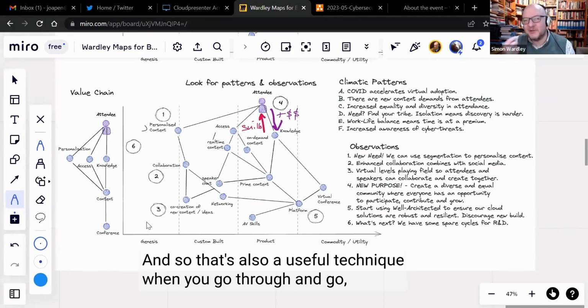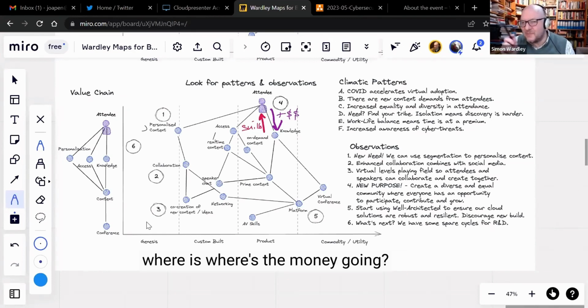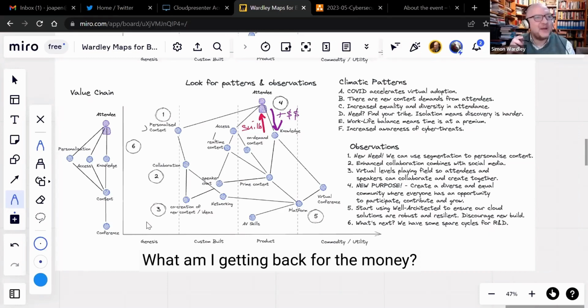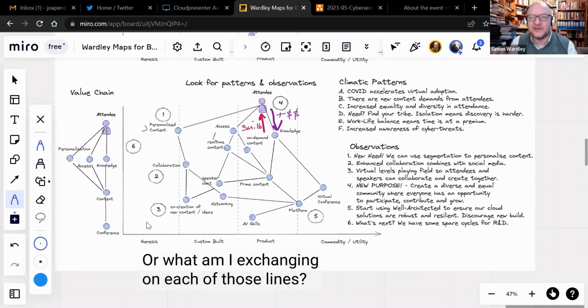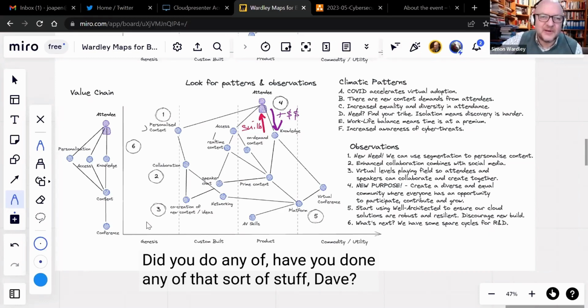And so that's also a useful technique when you go through and ask, where's the money going? What am I getting back for the money? Or what am I exchanging on each of those lines? Have you done any of that sort of stuff, Dave?